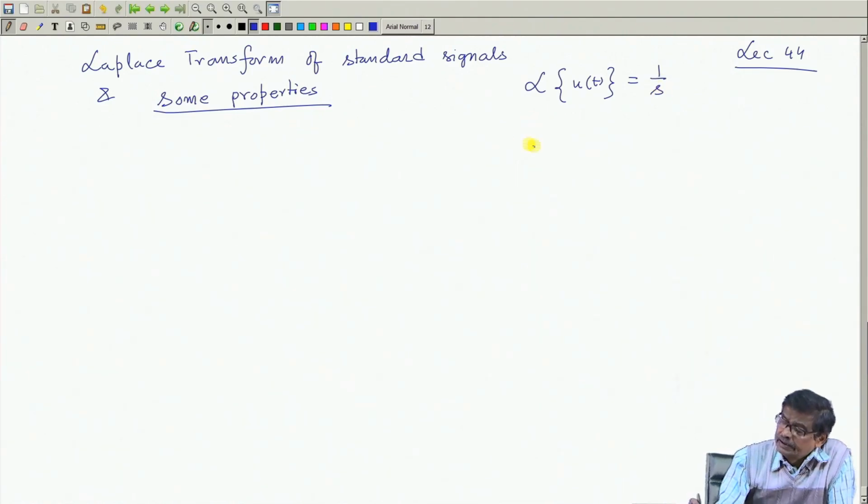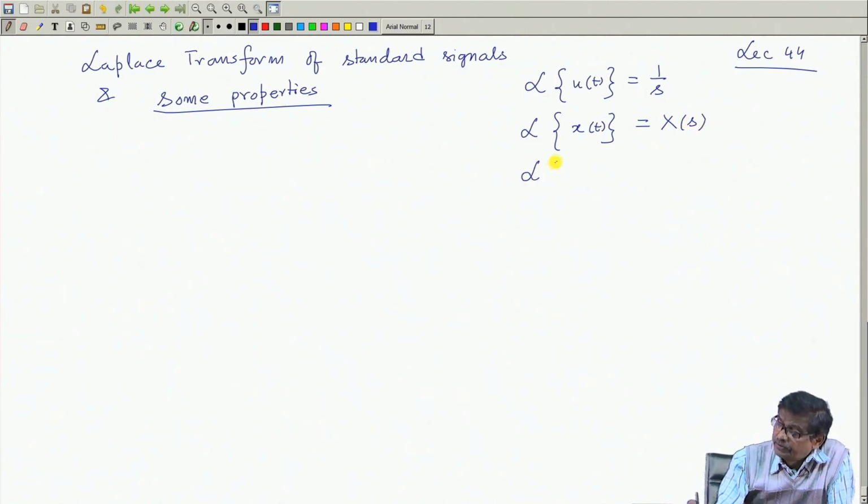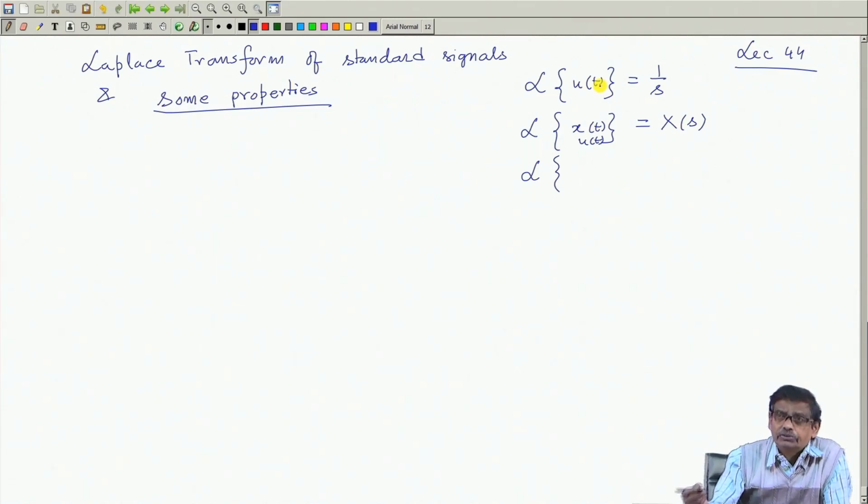s, and then the Laplace transform of e to the power, no, not e to the power at. In general, the Laplace transform of x(t) I will denote by capital X(s). And if you time shift the function x(t) u(t), mind you, because in one-sided Laplace transform we are doing x(t) into u(t), that is why.